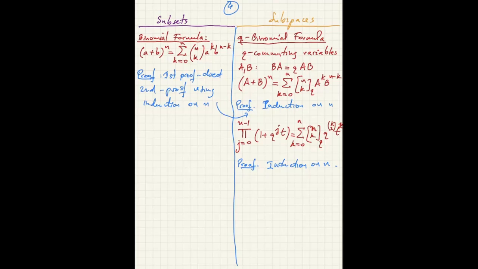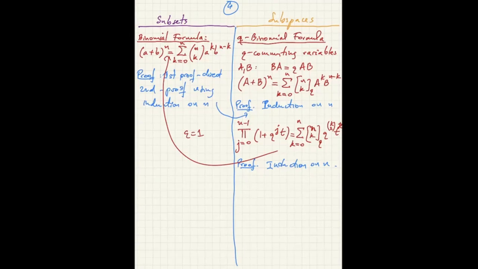Now, this formula here implies this one here if you just take q equals 1. Or, if you want to be more careful, you can take q goes to 1, because if you take q equals 1 in the q-binomial coefficient, you get an impossibility, you get 0 divided by 0. So it's better you take a limit as q goes to 1. Okay, well, that's another formula that's the same.